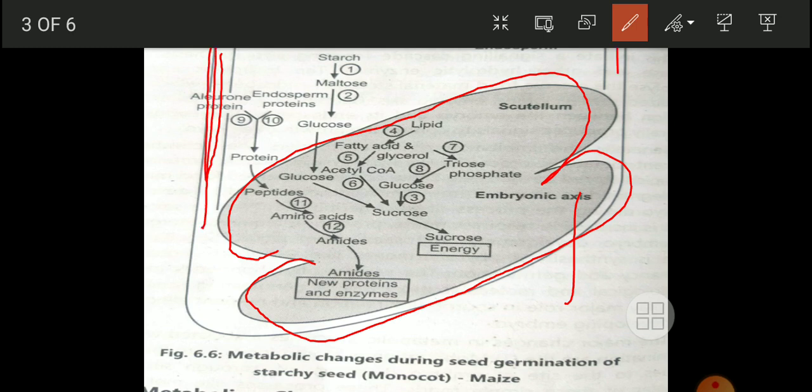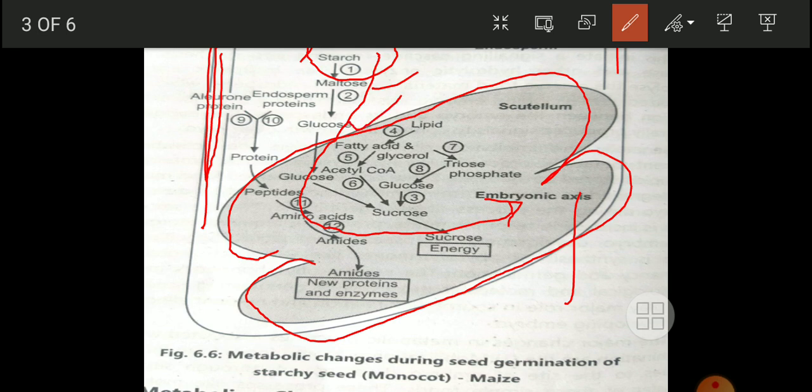Now, as I have already said to you, the whole reserve food material is supplied to the embryo, meaning the embryo is present in the embryonic axis. So here that food material comes. Now we will take an example: the stored food material, that is starch. Starch is converted into maltose. Maltose is converted into glucose, isn't it?